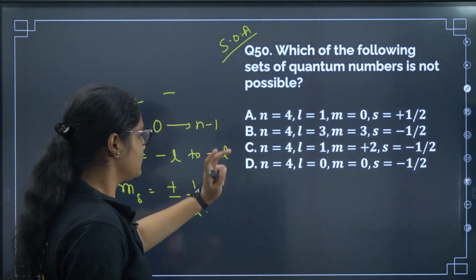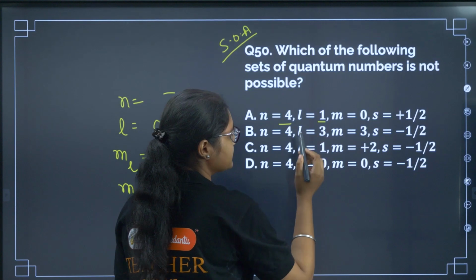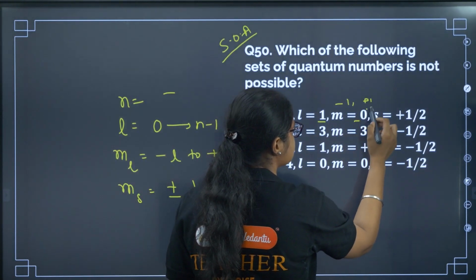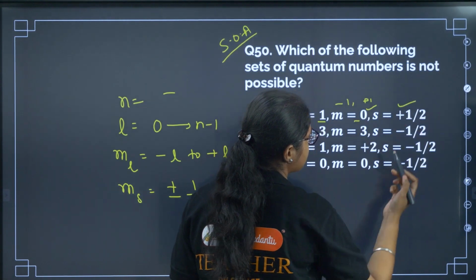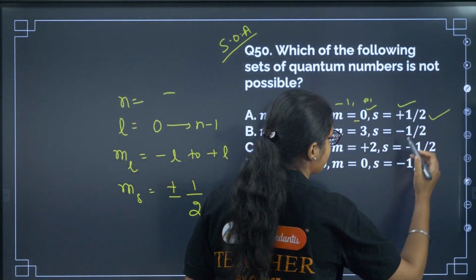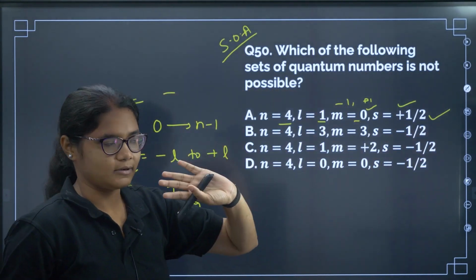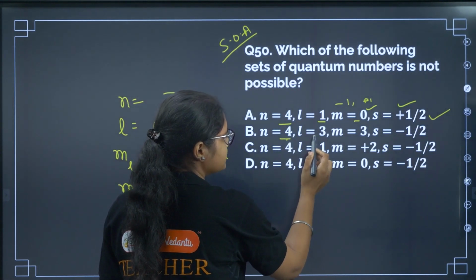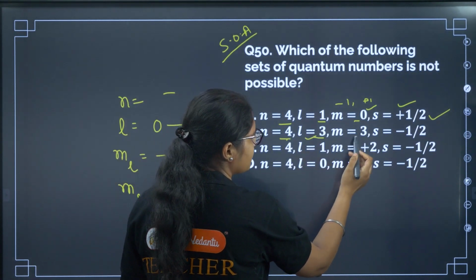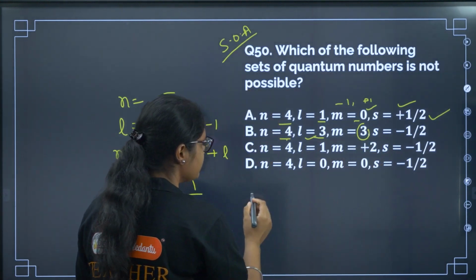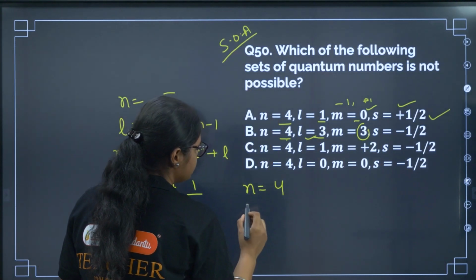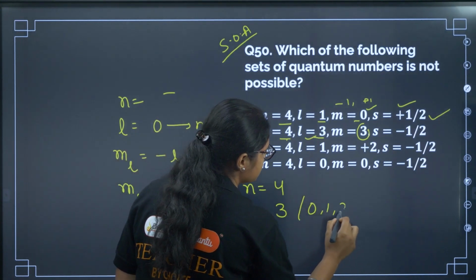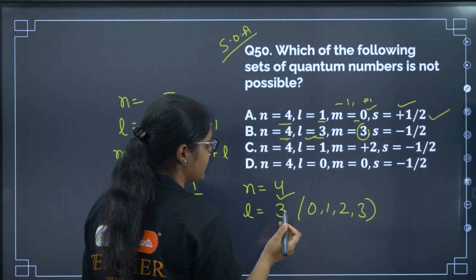So now, okay, now n is equal to 4 means L is equal to 1 is possible. M value can lie from minus 1 to plus 1, so 0 is also possible. Spin quantum number is plus half, so this can be a set of quantum numbers. Now for option B, n is equal to 4, so L is less than this, so that is also correct. But see, L can also be 3. See, for n is equal to 4, the L values can be 0, 1, 2 or 3, right? So 3 is given, that is correct.